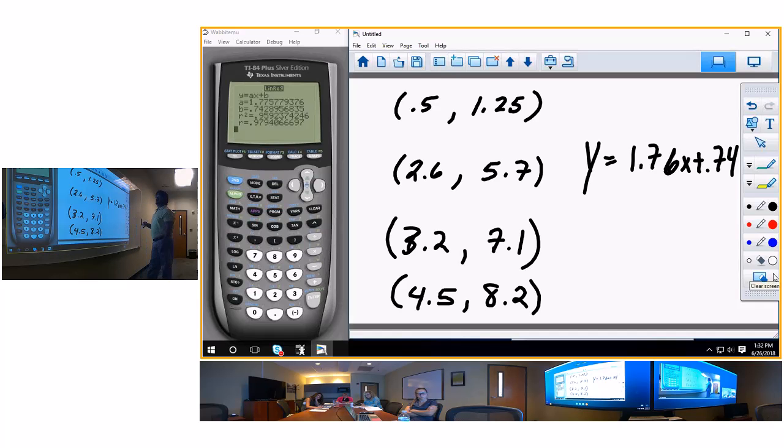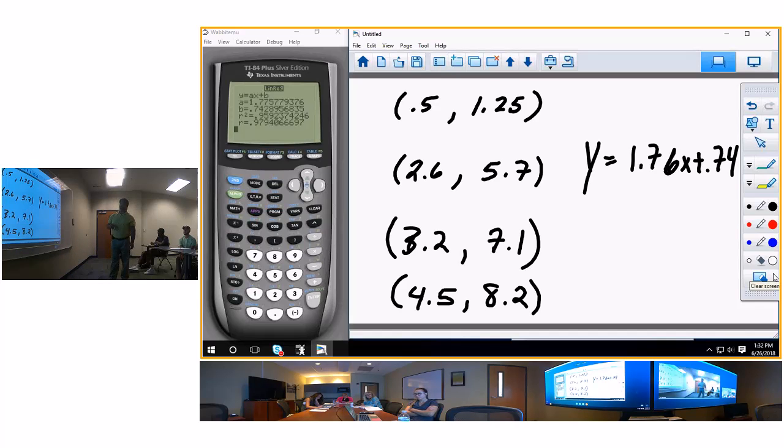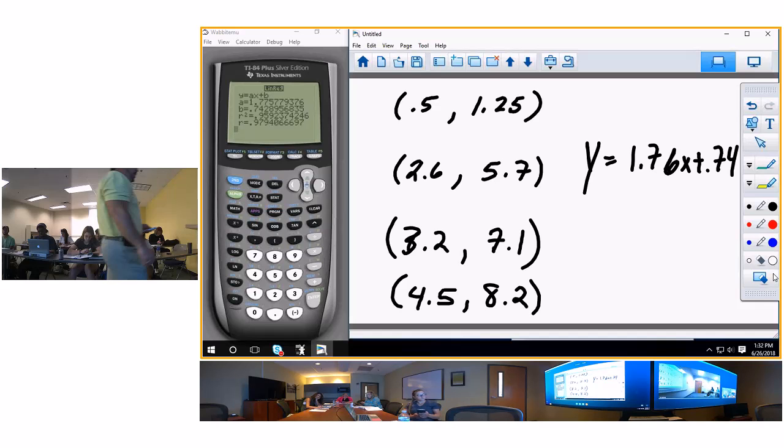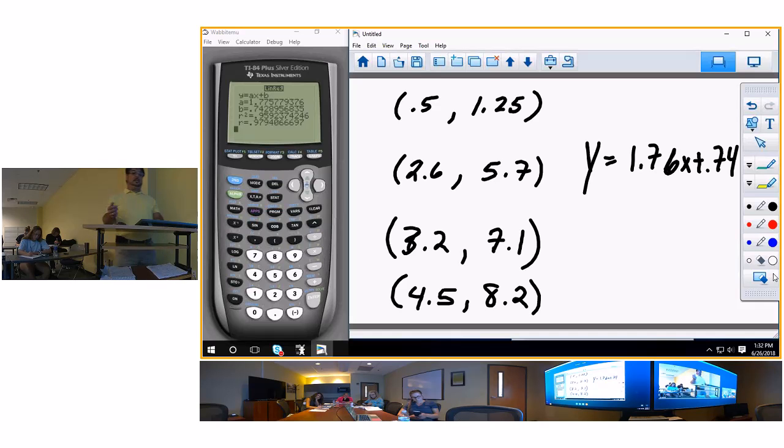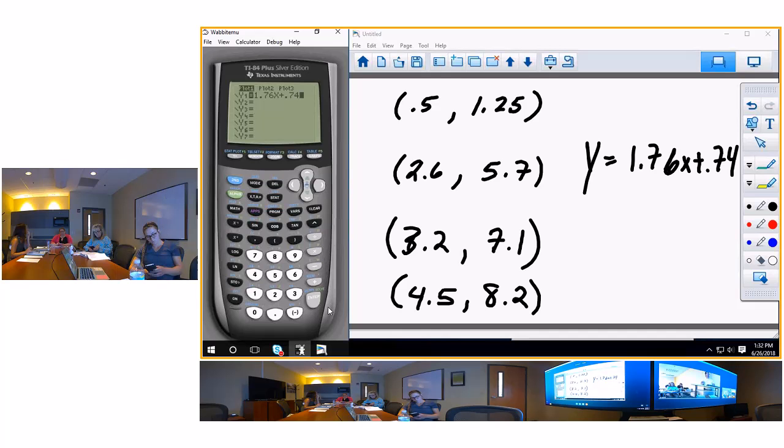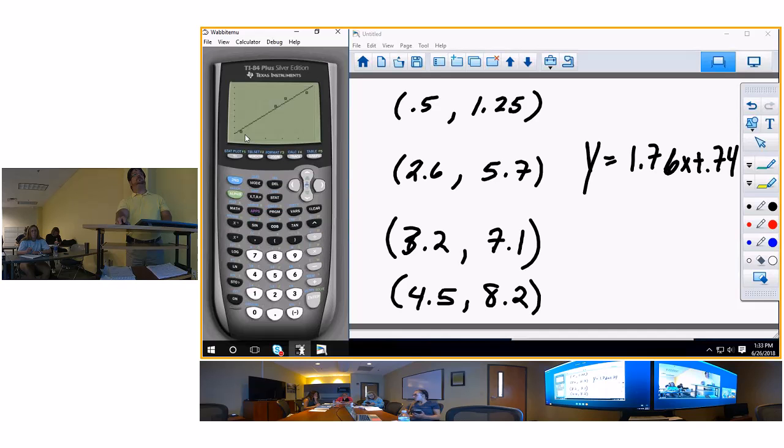I need somebody to graph that. You'll graph that in your calculators so you can see what the line looks like. And let's see if it falls between the first and the fourth and the second and third like my eyeball said it would. So y is equal to 1.76x plus 0.74. It's going between the first and the fourth and the second and the third. Yeah, that's what I got.